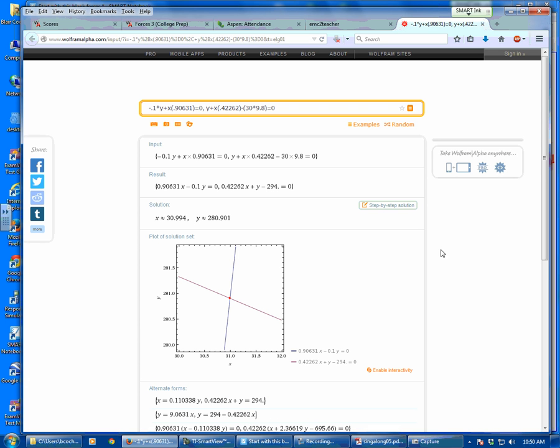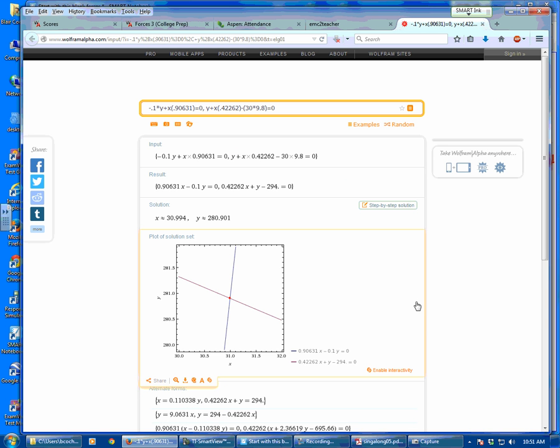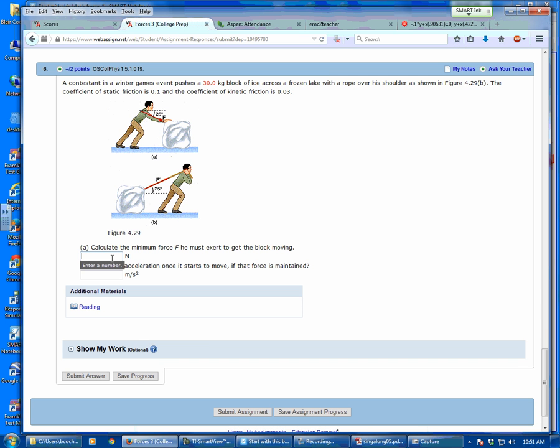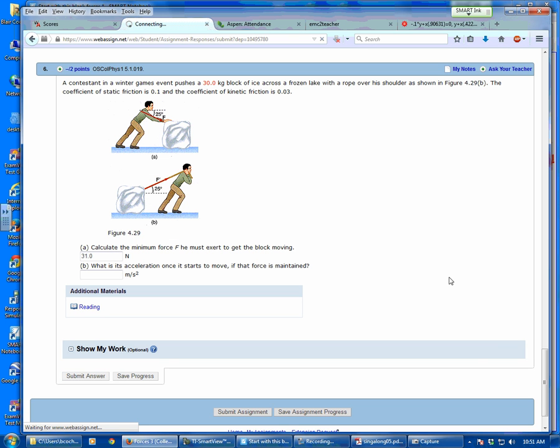So it gives me an X and a Y, and I care about my X. So my X is 30.994. If I was to round that, I'd round that to 31. Let's see if I got it right before we go. I'd round mine to 31.0 because it was 30.994. See if I got it. Mine came out correctly.